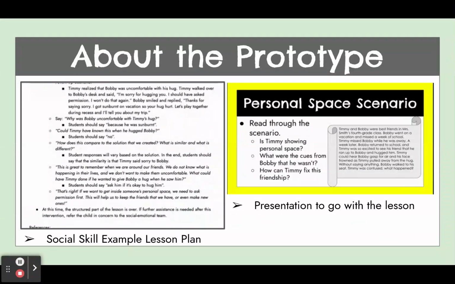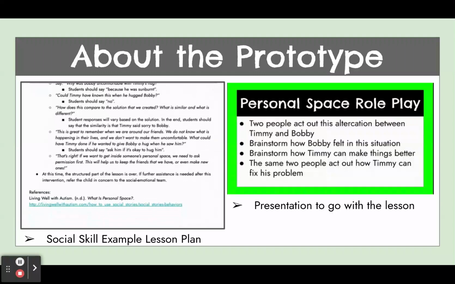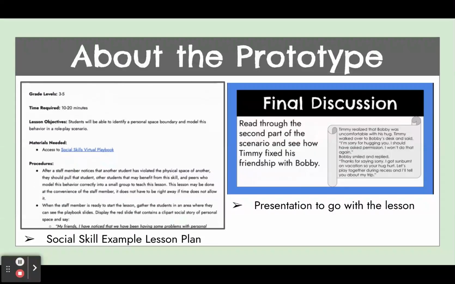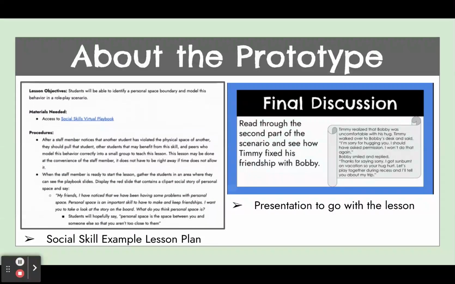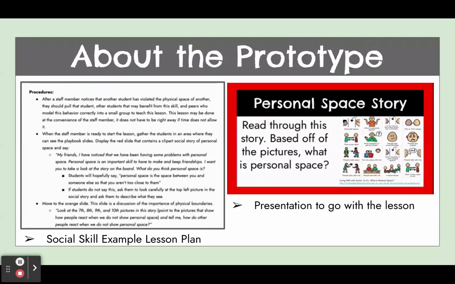Throughout this course, I have been addressing the problem in my elementary school of the peer-to-peer program, which addresses social issues amongst students receiving special education services.